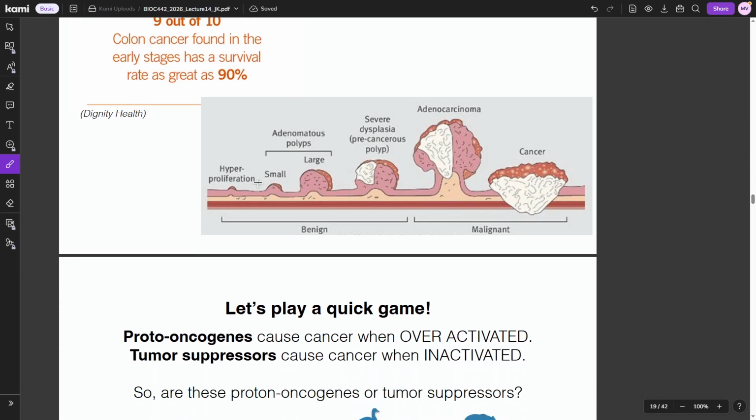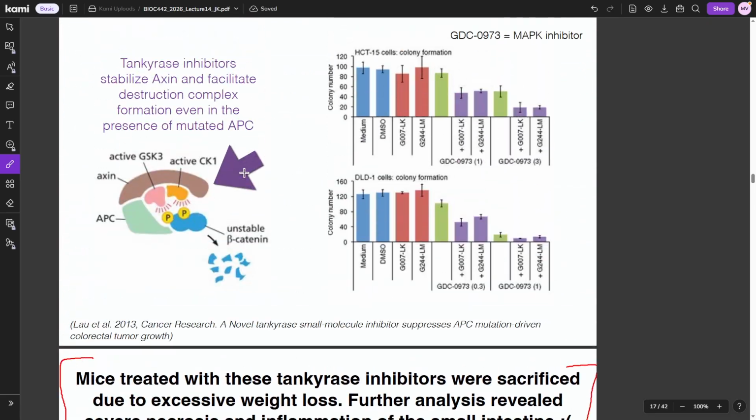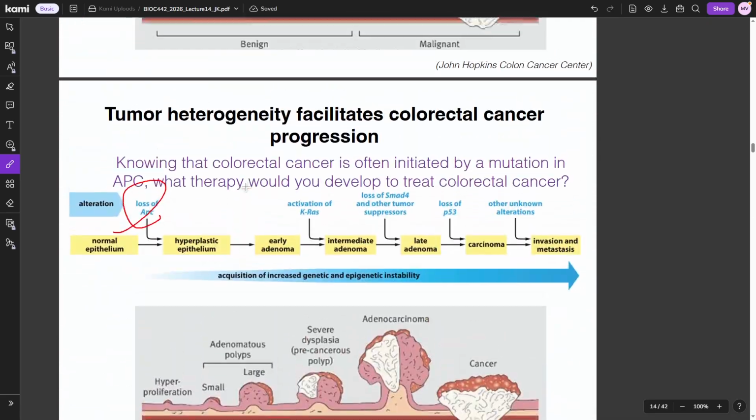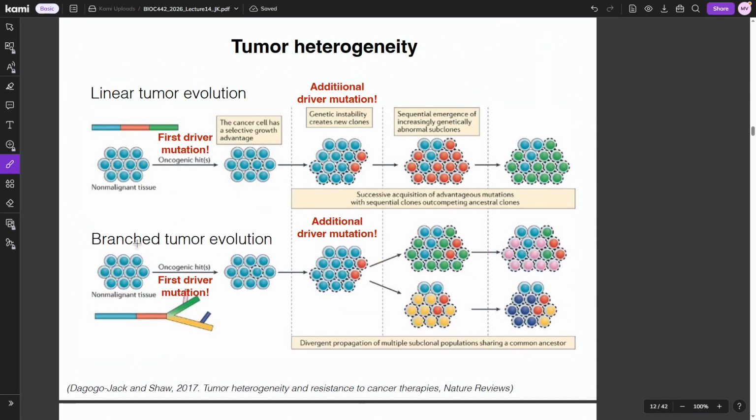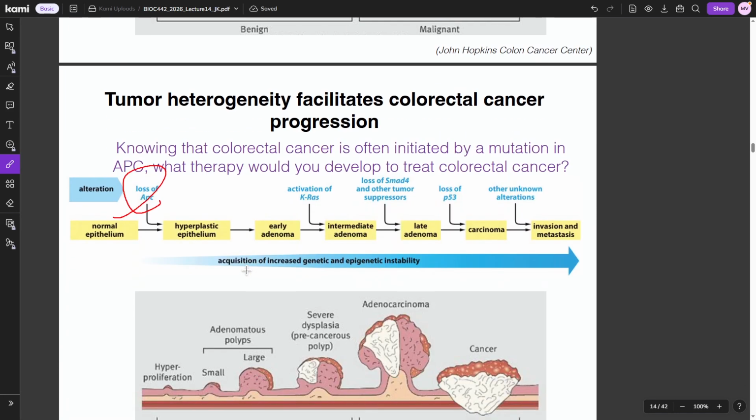So, benign... I just realized, did I mess that up here? Did I say malignant is fine up here? No, non-malignant. Okay, I was like, did I mess this up?